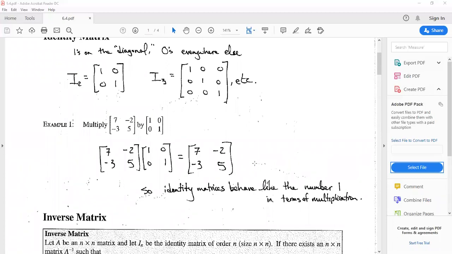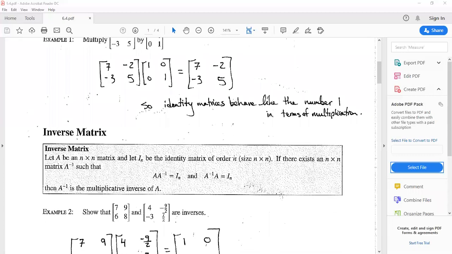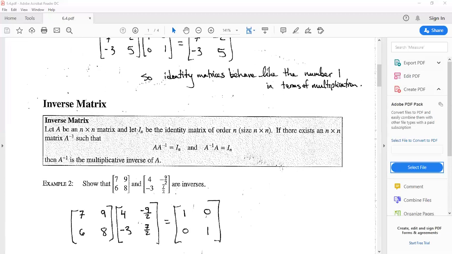Okay. So then an inverse matrix works as follows. Let A be an n by n matrix, and let I sub n be the identity matrix of size n by n. Then if there's another matrix, which we would write as A inverse, that satisfies the property that A times A inverse equals I sub n, and A inverse times A equals I sub n, we say that A inverse is the multiplicative inverse of A.